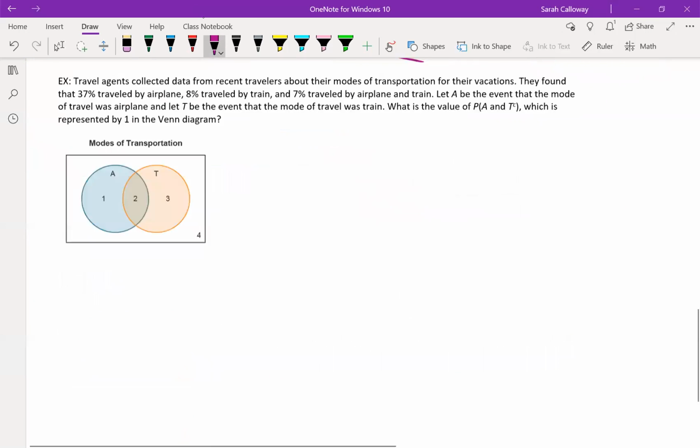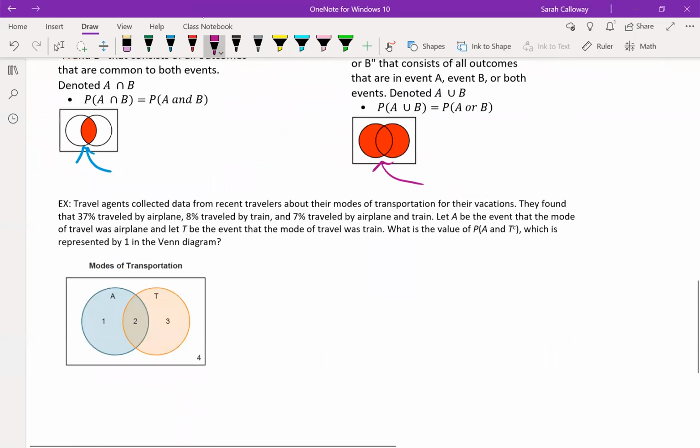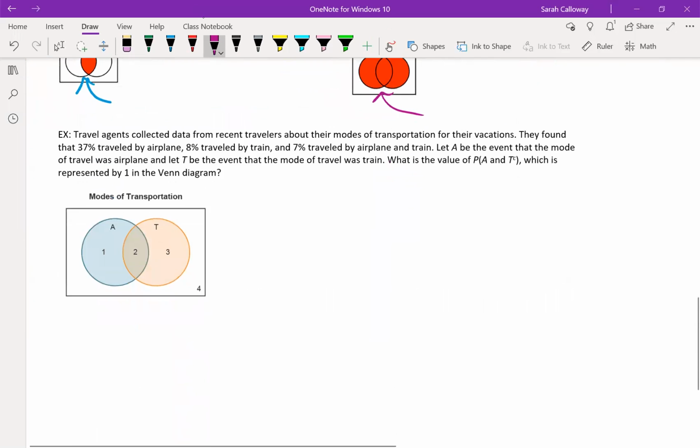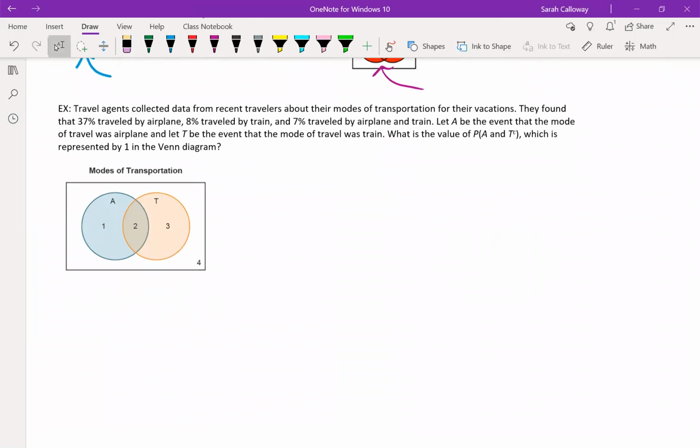So for the last example, we're going to go through the Venn diagram and fill that in. And then we're going to find the probability of A and T complement. Okay, so I'm going to fill in all of the values. This is just asking us for the value for one, but we're going to fill in everything just so you can get that practice.